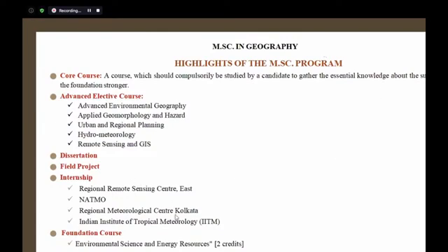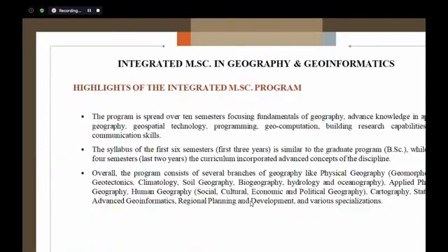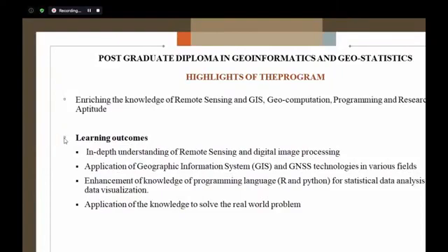And these are a few areas where we are planning to send our students for internship, or they have already completed their internship at these institutes. So we have MSc in Geoinformatics. It's an integrated program, so it's a 5-year program, BSc and MSc integrated. But if students want, they can exit after completing 3 years of the BSc course. And we also have a post-graduation diploma, which is a 1-year course of 2 semesters.